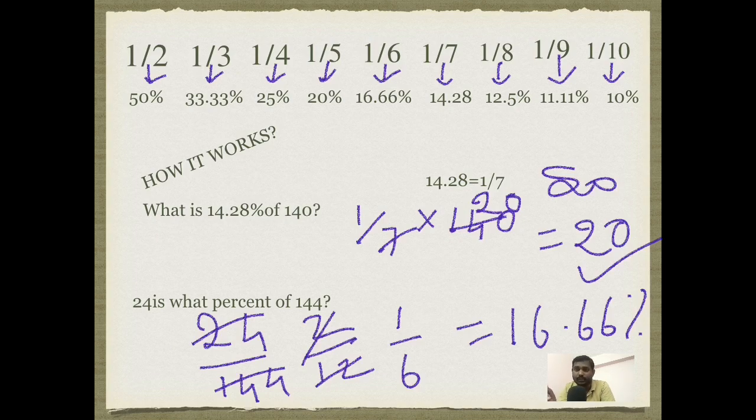So how it works? For example, somebody asked you, what is 14.28% of 140? You don't need to bother about everything. What is 14.28%? It's none other than 1 by 7 into 140. 7 cancels into 140, 20 times. That means 20. So another way of working with these things, 24 is what percent of 144? 24 by 144, if you cancel 12, 2 by 12, if you cancel 2, 1 by 6. So 1 by 6 is, from the above table, 16.66%.